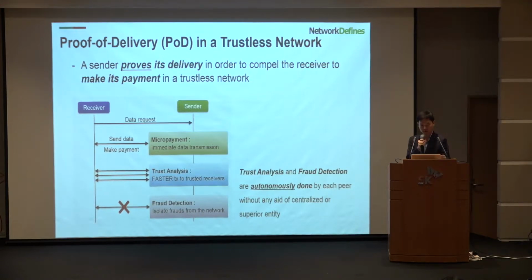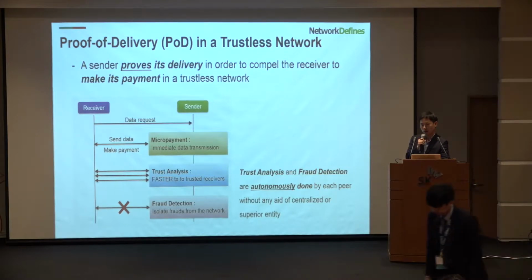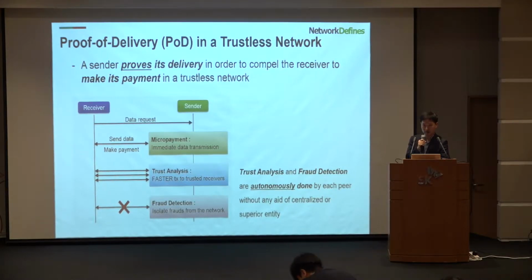Under the proof of delivery in a trustless network, a sender proves its delivery in order to compel the receiver to make its payment in a trustless network. So a sender or receiver does not need the aid of any centralized entity.